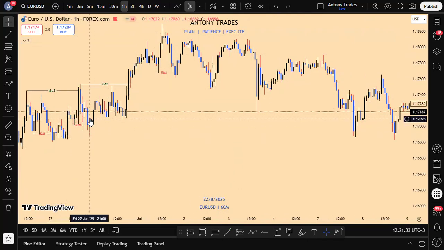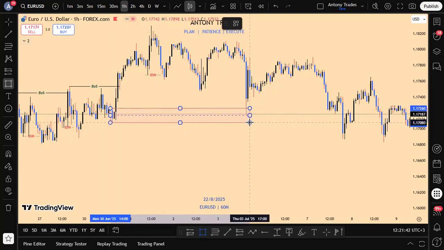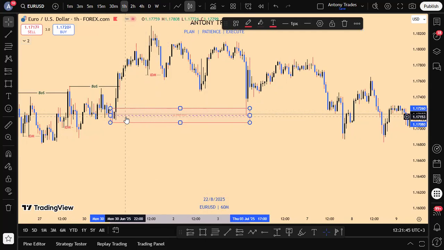You can see this order block has already been mitigated by this low. So the only order block that we had here is this candle here. This is our last order block. And you see how this strategy is very powerful.